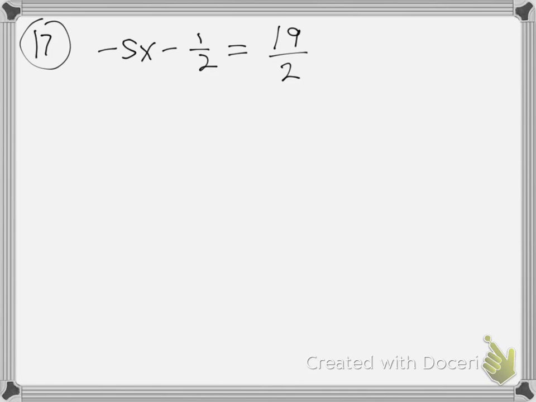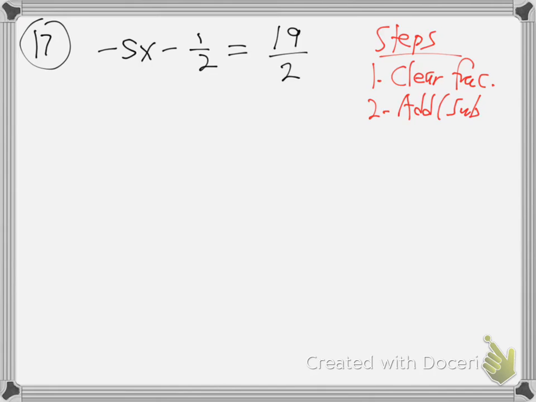I'm going to do something different. What am I going to do? Let me write those steps in again. So what were the steps for solving? Step 1, clear fractions. Step 2, add, subtract. Step 3, divide by the number next to x, in front of x. So step 1, clear the fractions.